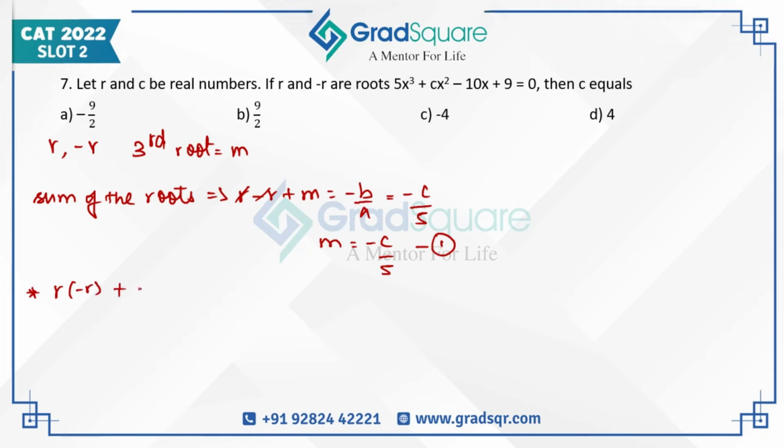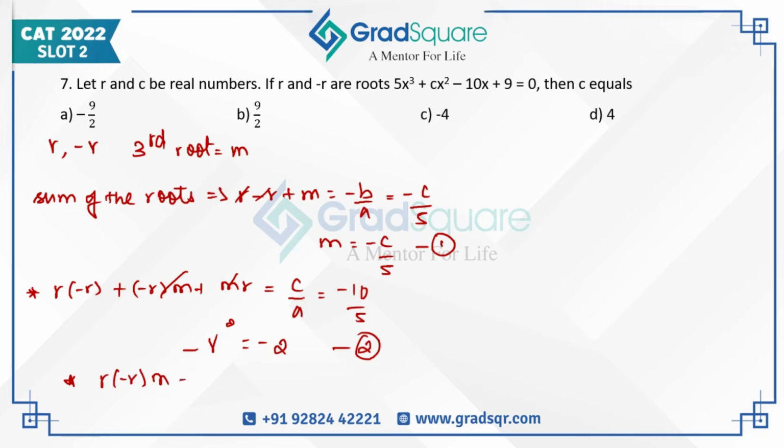So r into minus r, plus minus r into m, plus m into r should give me c by a, which is minus 10 by 5. So these two will get cancelled. So minus r square equals minus 2, second equation. Next is the product of the roots, that is r into minus r into m should be equal to minus d by a, that will be minus 9 by 5. So minus r square m should be equal to minus 9 by 5. I am going to consider this as the third equation.